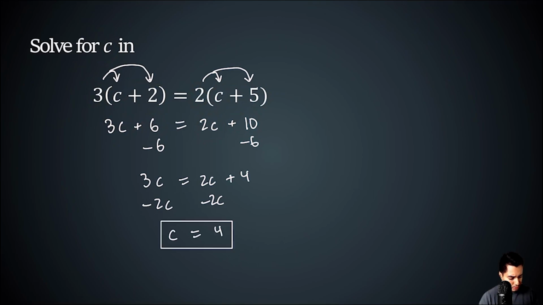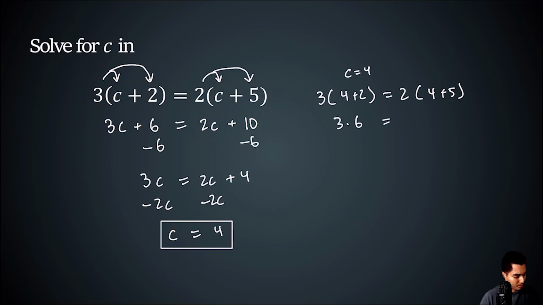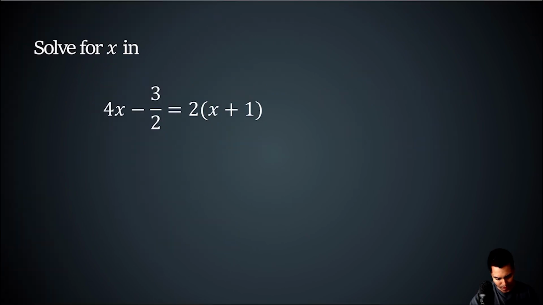We can check if this is correct by using the value c equals 4 and plugging it into our expression here. And we're going to have 3 times (c plus 2) is equal to 2 times (c plus 5). Okay, and that's going to be 3 times 6 on the left hand side and 2 times 9 on the right hand side. On the left hand side we have 18, on the right hand side we have 18. So that is correct.